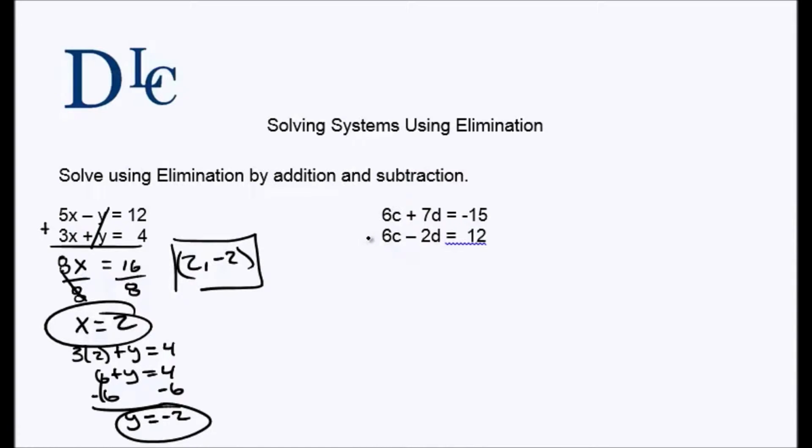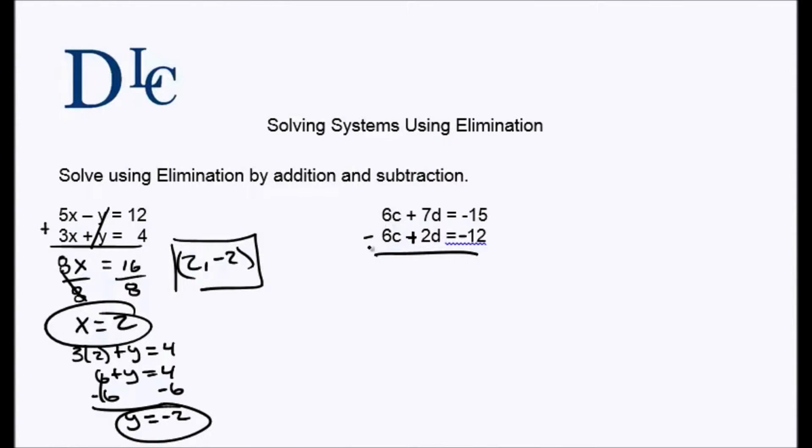But if I subtract, then I could eliminate the c, because 6c minus 6c is 0. That zeroes out. But remember this, when you subtract, you're changing the sign of the first term. And in algebra, what you do to one term, you got to do to everything. So if I change the sign of this one, I got to change the sign of this and this term. So my negative 2d becomes a positive 2d. My positive 12 becomes a negative 12. Now I could combine them.